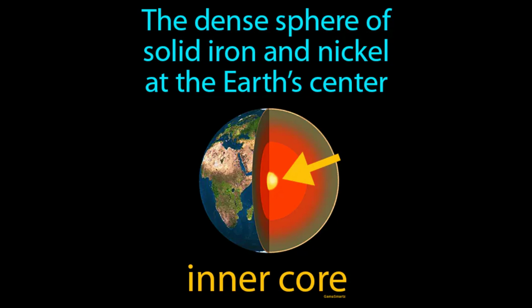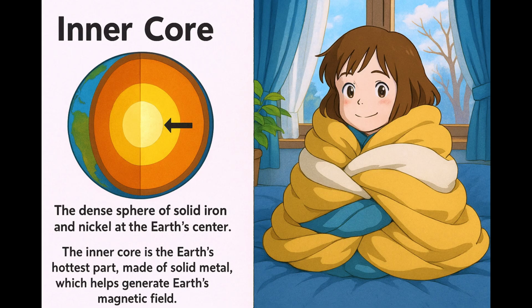The dense sphere of solid iron and nickel at the Earth's center, inner core. The inner core is the Earth's hottest part, made of solid metal, which helps generate Earth's magnetic field. Imagine trying to find a warm spot on a cold winter's day by wrapping yourself in layers of blankets. Just like those blankets create a series of layers to keep you warm, the Earth is composed of several layers, with its innermost layer being the dense sphere of solid iron and nickel, known as the inner core.